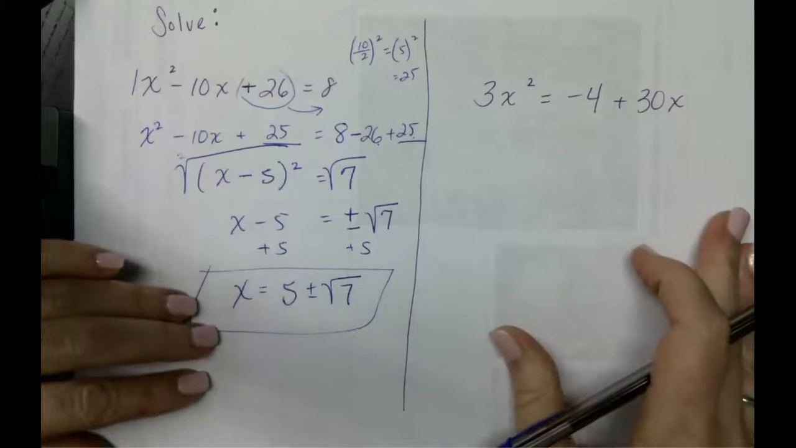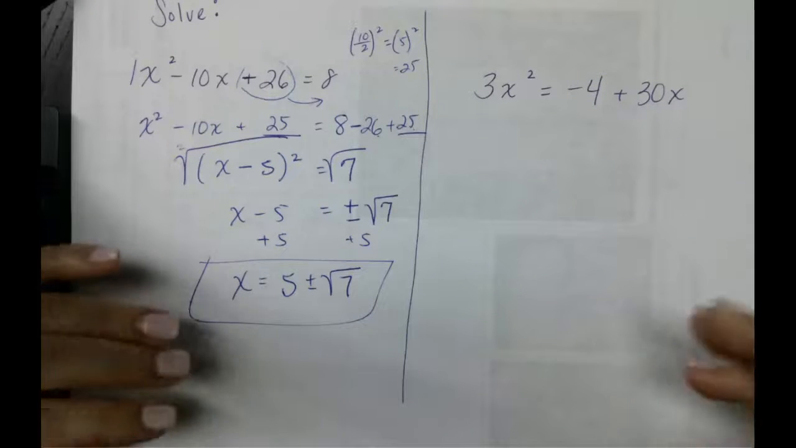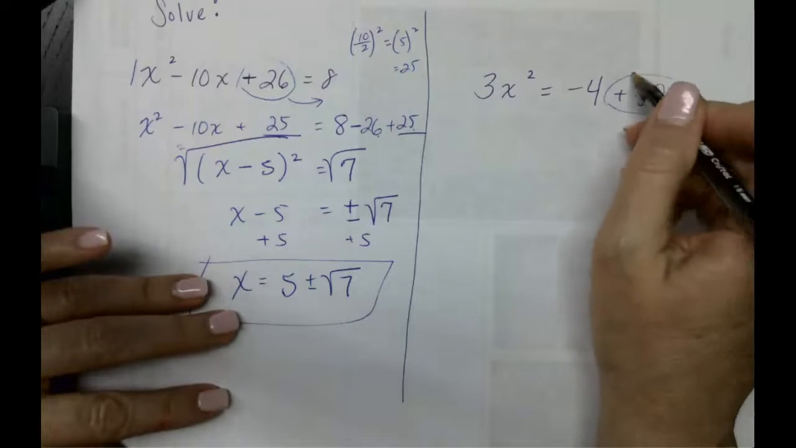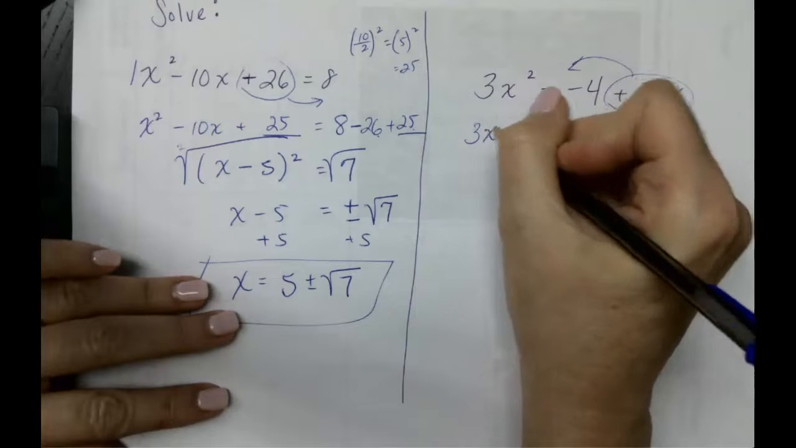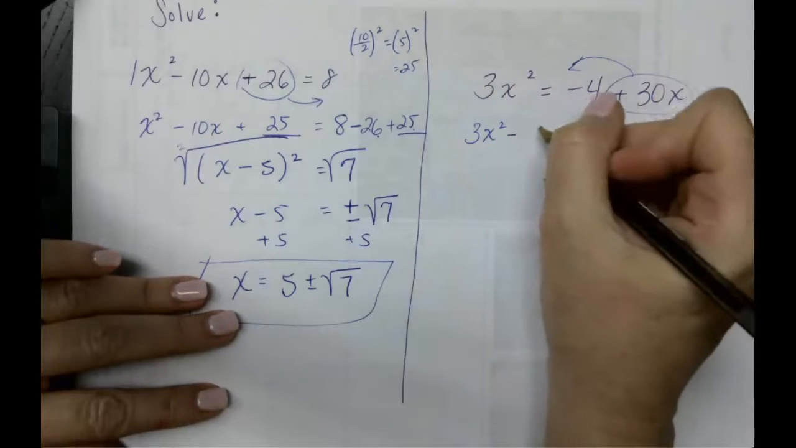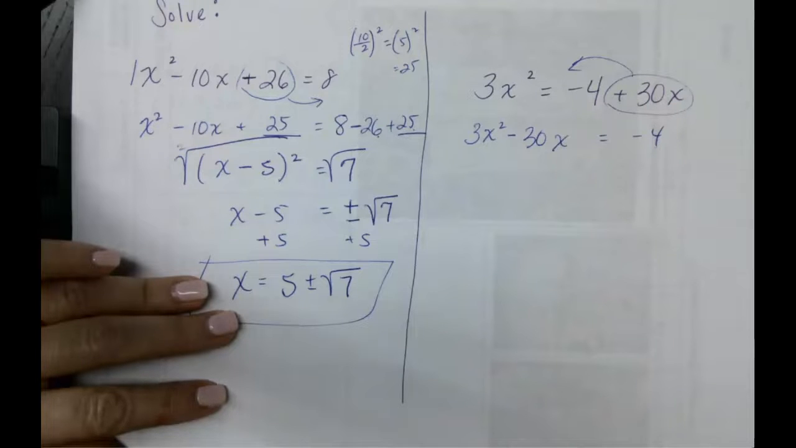Next problem, a little bit more work involved here. First thing we've got to do, we've got to get it set up. So we need to drag this plus 30x back over to the left. So that will be 3x squared minus 30x equals the negative 4.